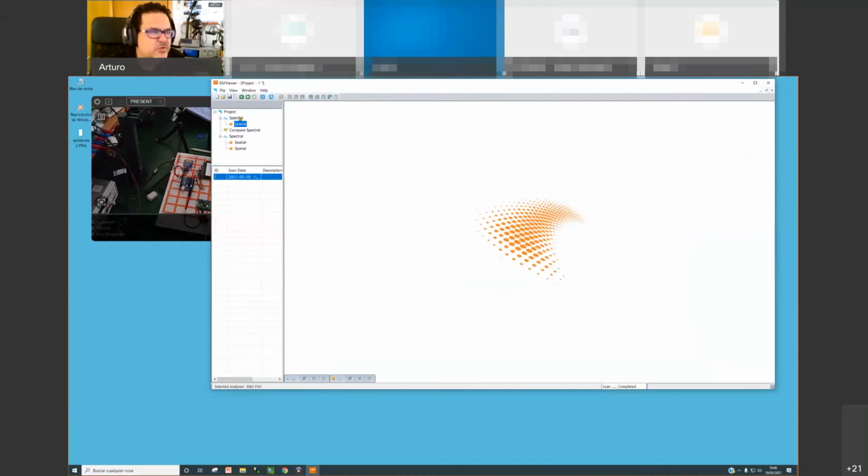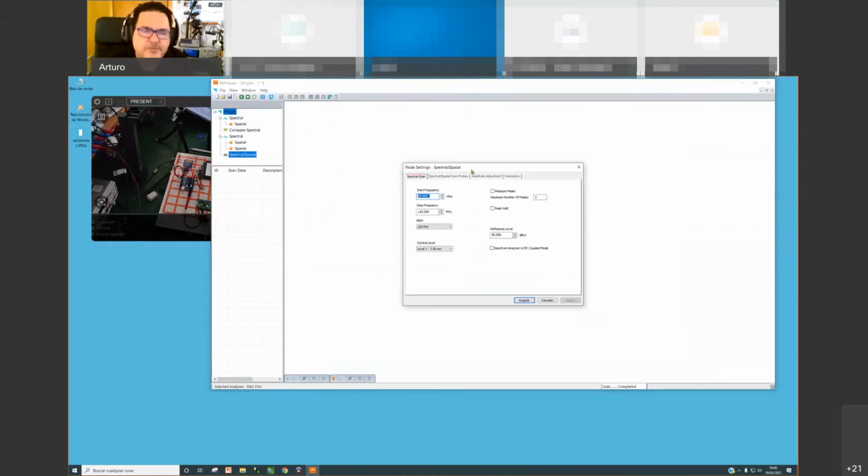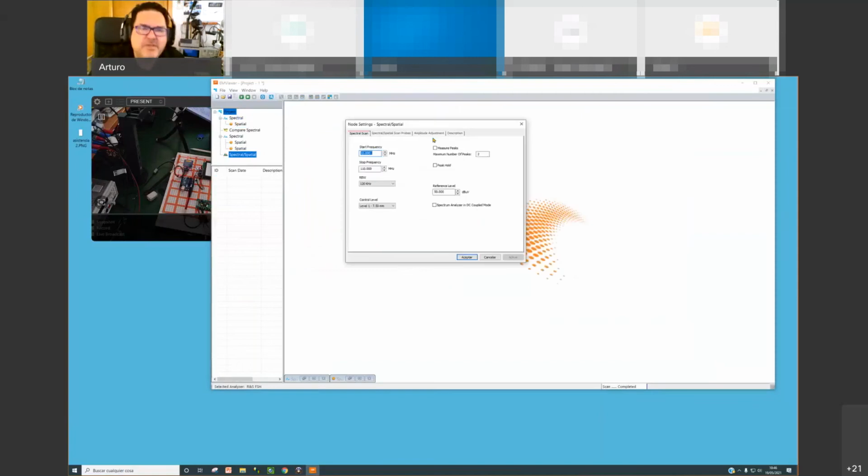So let's go to the projects. Let me create a spectral spatial scan. That is fully different. What is a spectral spatial scan?